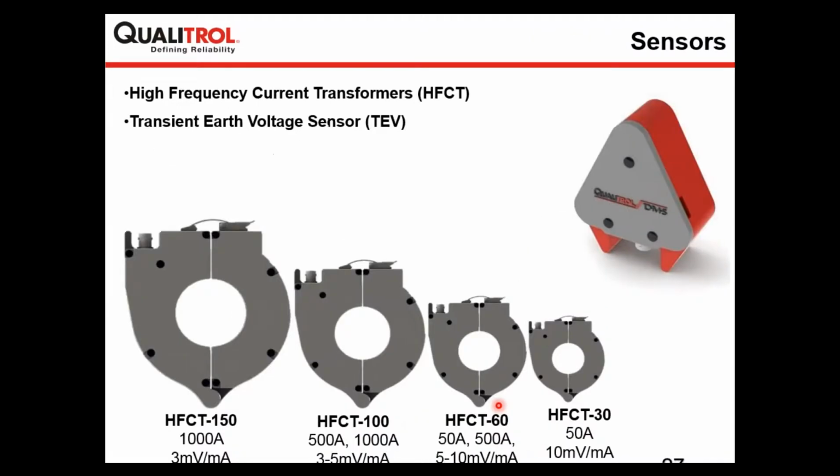Apart from the portable system, we have the sensors which will be given as a standard delivery. So you have the high frequency current transformer, as I mentioned earlier, that we have different variants, and these depend on the internal diameter, its current rating, and the sensitivity. We have 4 different variants. The smallest one is the most sensitive one, while the biggest one has the maximum withstand of the power frequency current. And we have one transient earth voltage sensor that can be used to detect surface discharges.